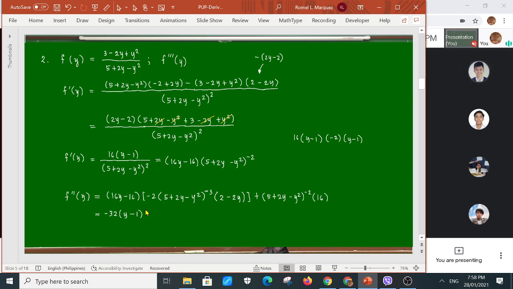Okay, (y minus 1) quantity squared. What about the other remaining factor? 5. Okay, we're done here. We're done with the negative 2. Actually, we're not yet done with the negative 2. What will be added to the negative 32? Because the 16, negative 2, only came from here. Okay, what is negative 2 times negative 32?